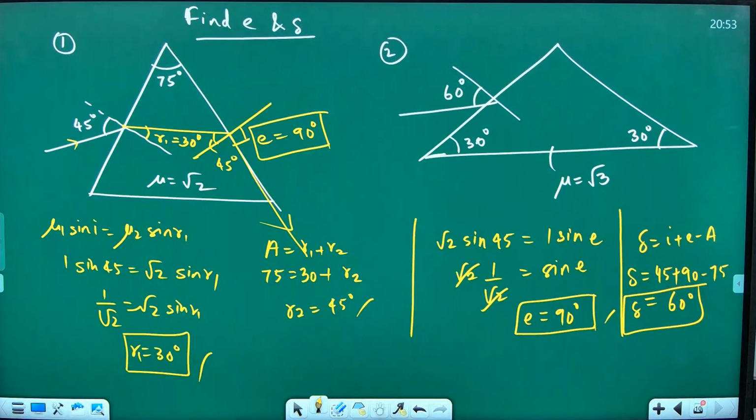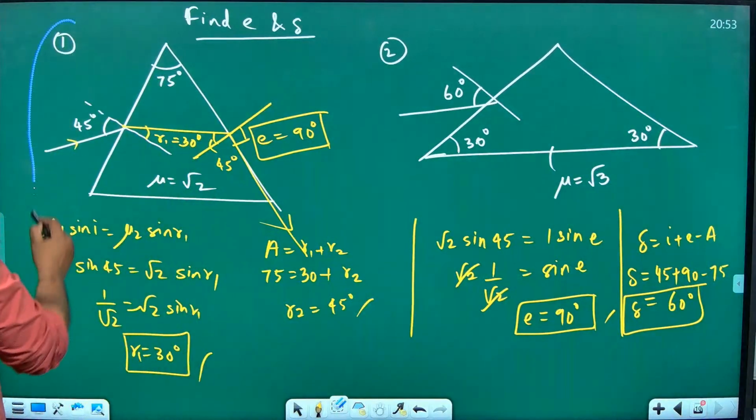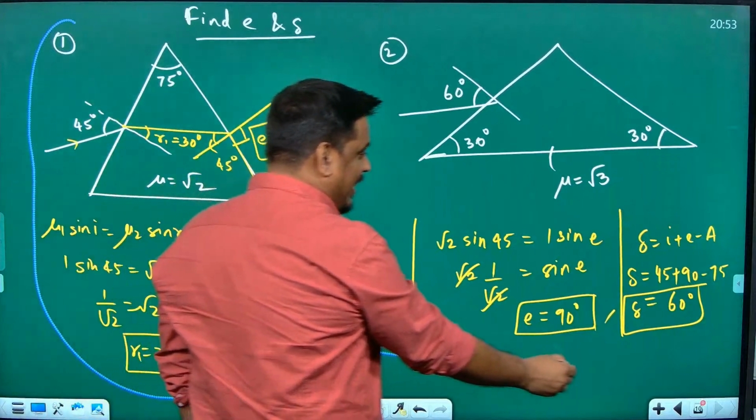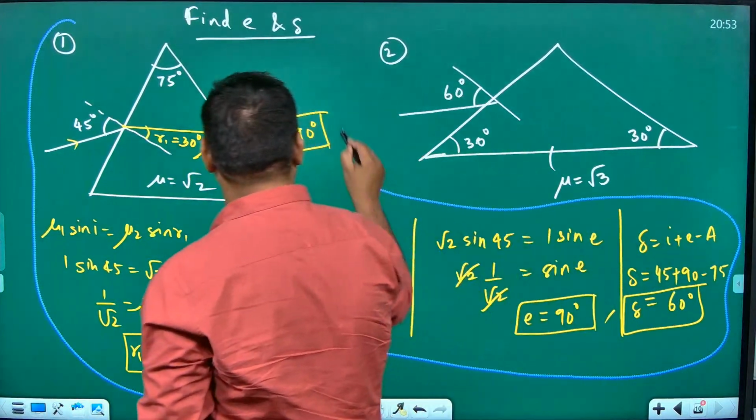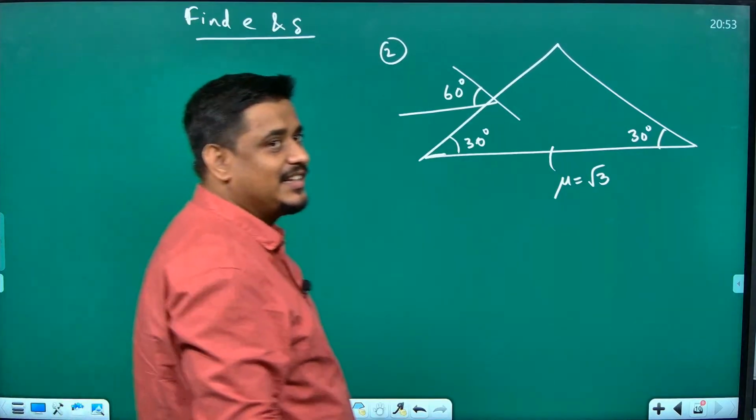Sir, can R2 be 0? Tell me, Devadarshan. If R2 is 90 degrees, the angle of emergence is coming as sine inverse of root 3. How is it possible?